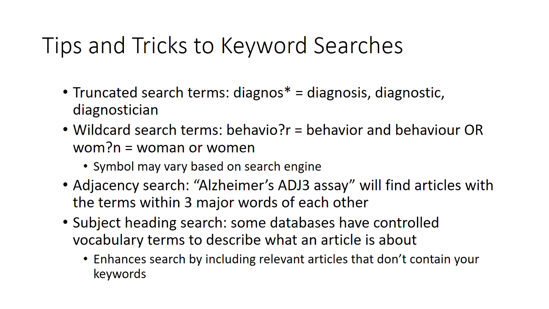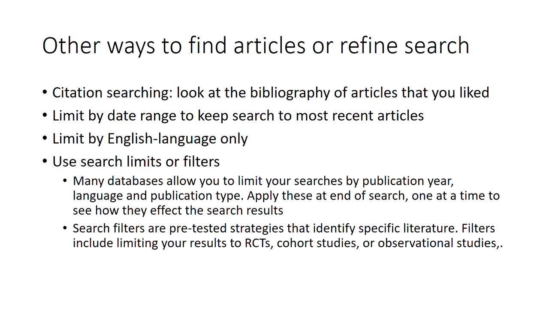You can also do subject heading searches. So some databases have controlled vocabulary terms or subject headings to describe what an article is about. So if you find a relevant article, you can see what subject heading that database classified it under and then search for that subject heading. And you might end up including relevant articles that don't contain your keywords but are still relevant. You can also do citation searching. So say you find an article that you like, you can look at what they cited. And there might be some good articles in their references.